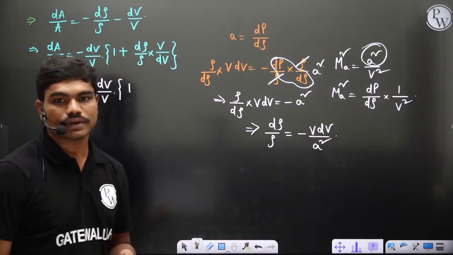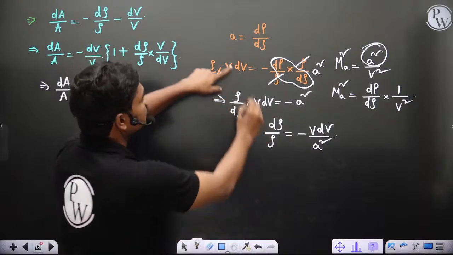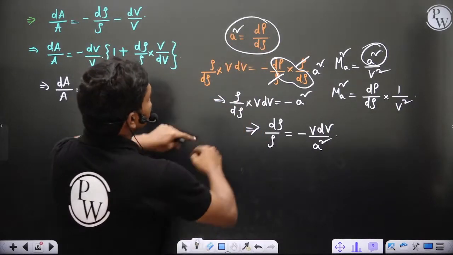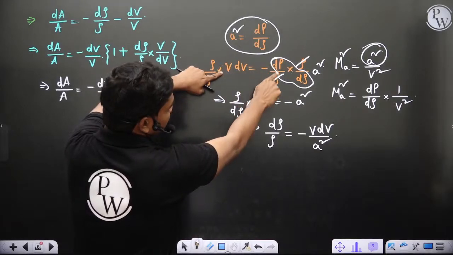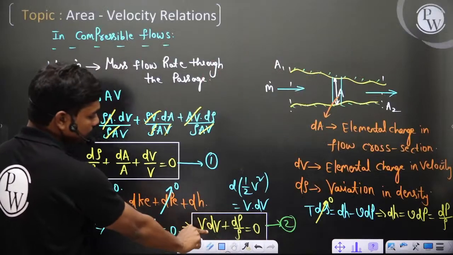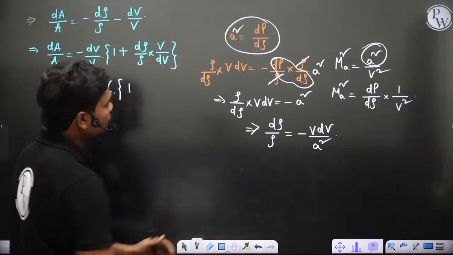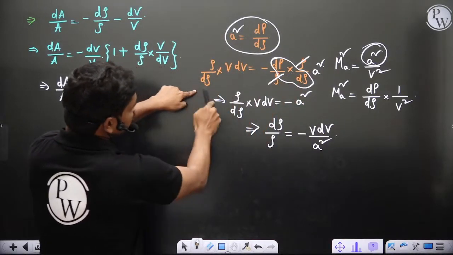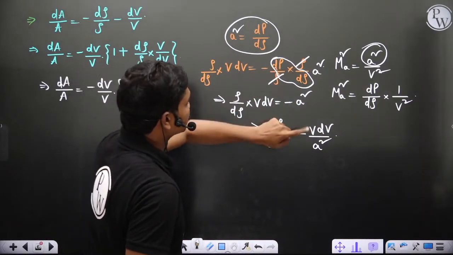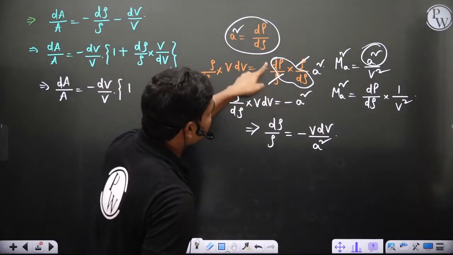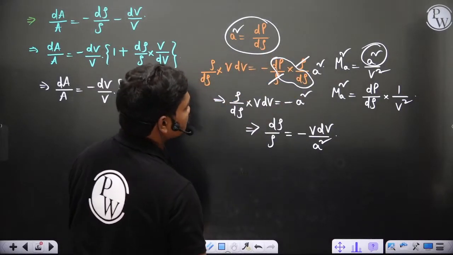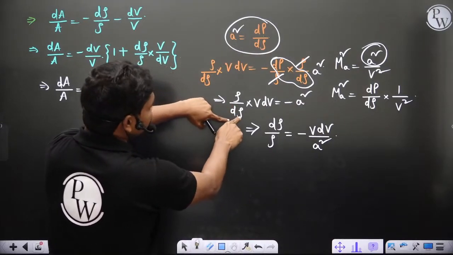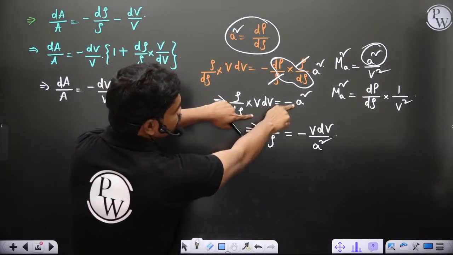So this is the equation. Okay, just a bit of mathematical adjustment. See here, this is your acoustic velocity square. You have V dV is equal to minus dP by rho. From this equation you can see V dV is equal to minus dP by rho. So if you multiply by rho by dρ on both sides, this density gets cancelled, and this dP by dρ gives you acoustic velocity square. Okay, because a square is equal to dP by dρ. So rho by dρ into V dV is equal to minus a square.